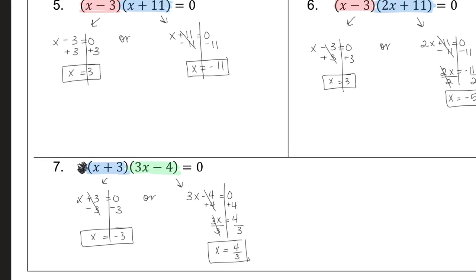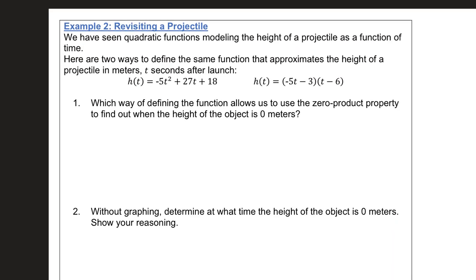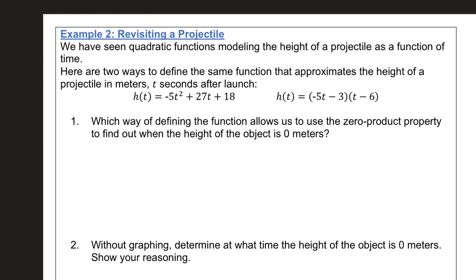When you're ready, we can go to the next page. So here we're going to look at projectiles again. We've seen these quadratic functions modeling the height of a projectile as a function of time. And we have two ways to define the same function that approximates the height of a projectile in meters, t seconds after the launch. We have our first equation over here, which is given to us in standard form, and our second equation over here, which is given to us in factored form.